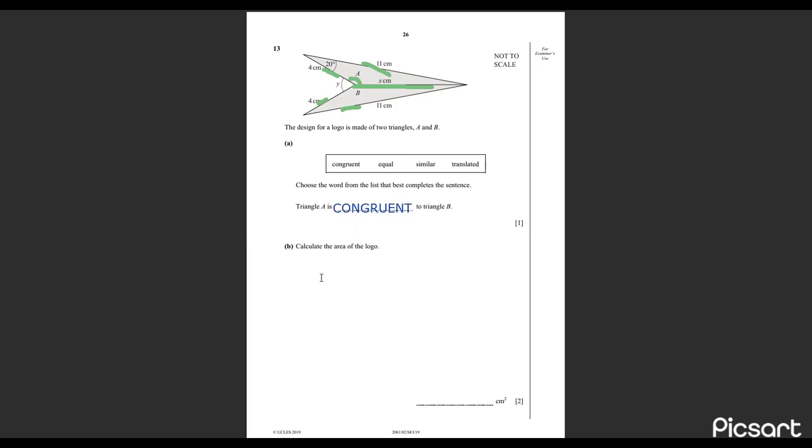And calculate the area. If you need to get the area, it will be equal to half times 11 times 4 times sine 20. Do it on your calculator.